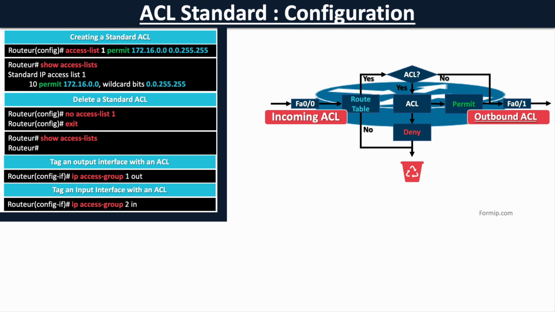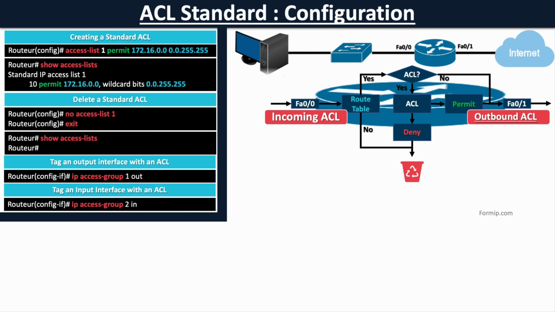After configuring an ACL, it must be applied to an interface using the ip access-group command. The ip access-group 1 out command applies ACL number 1 on the output interface, and the ip access-group 2 in command applies ACL number 2 to the input interface. There can be only one ACL per protocol, per direction, and per interface.